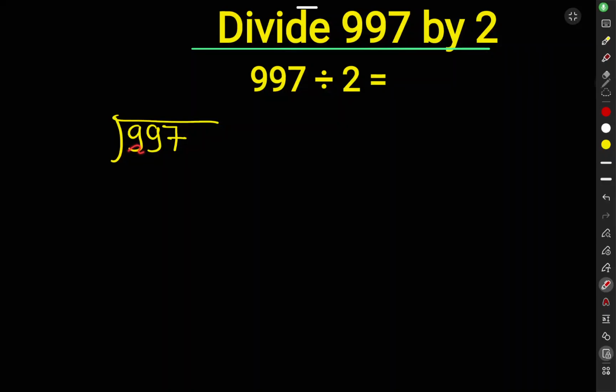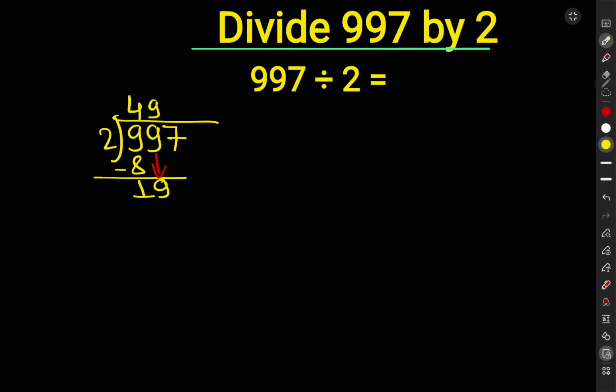We divide 997 by 2 in a long division method. So 2 times 4 is 8. On subtracting we get 1. So now we put down this 9 and it is 19.